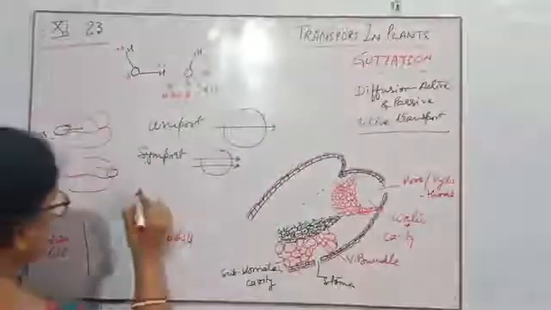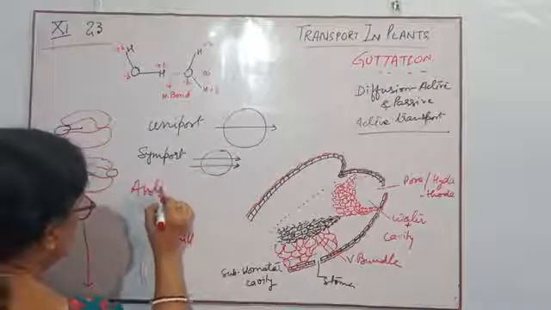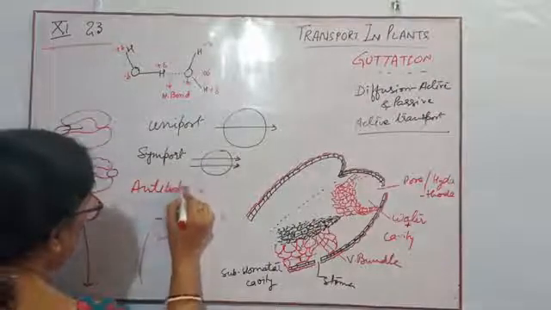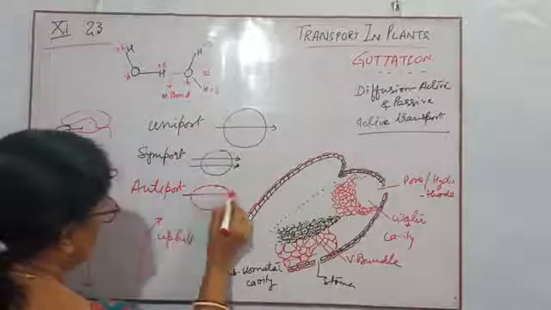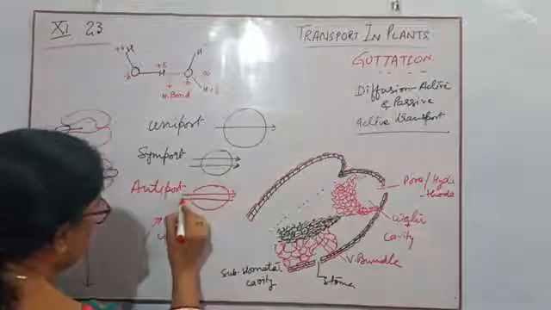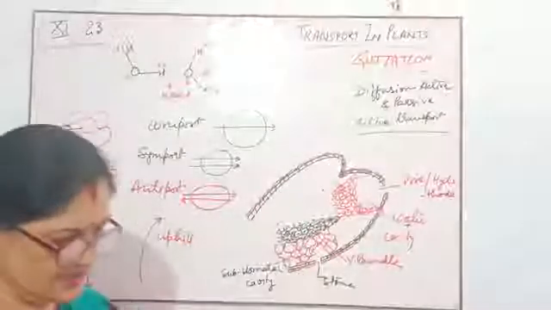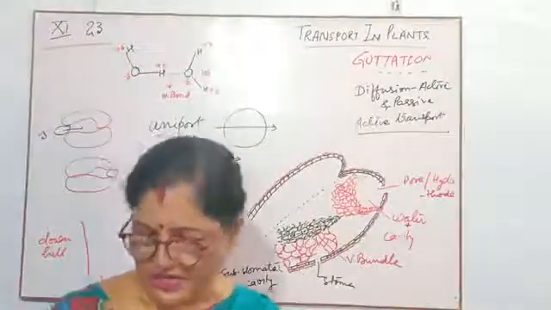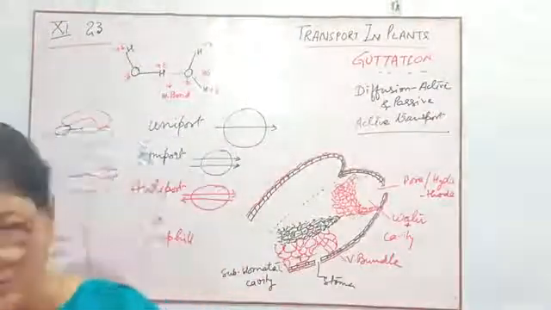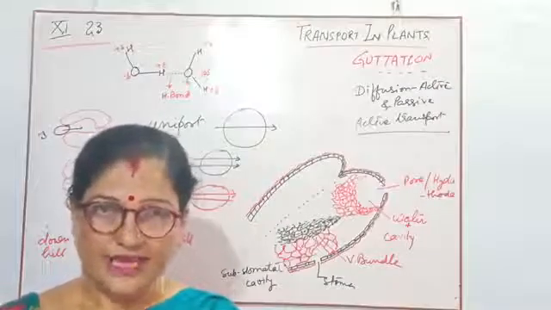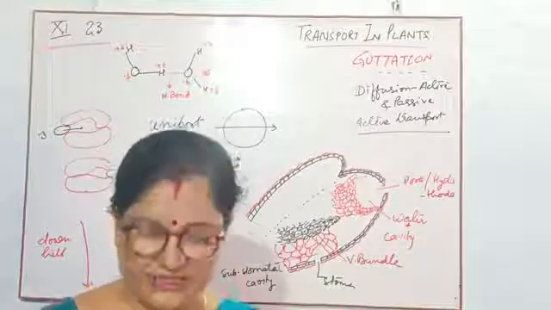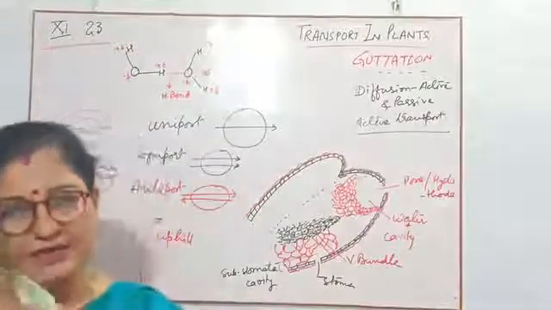And antiport. Antiport means one molecule is moving to one side and another is moving to the other side. Anti means opposite. So at that time the movement of molecules is in two directions, one going inside and one coming outside. This is known as the antiport mechanism.